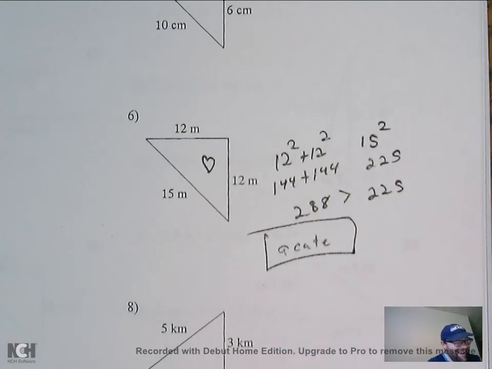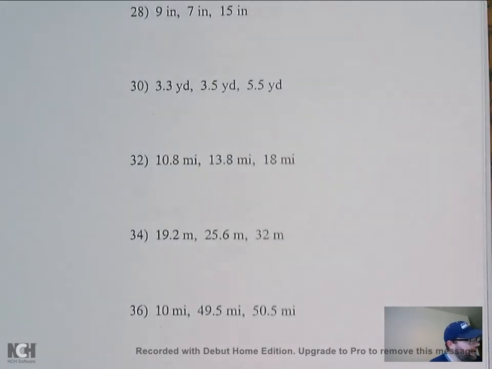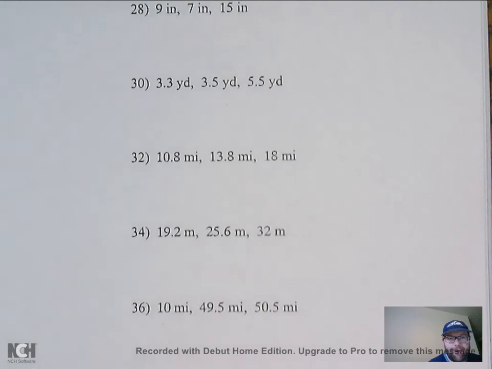All right. Anyway, just more of the same of what we did yesterday. You're just identifying if it is a right, obtuse, or acute triangle. Got lots of practice problems here.